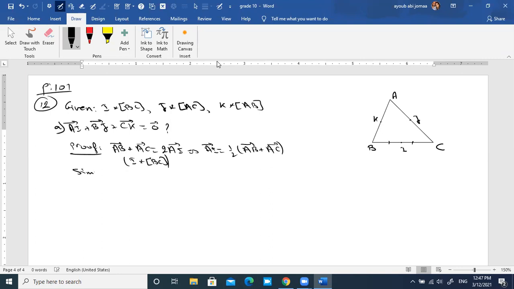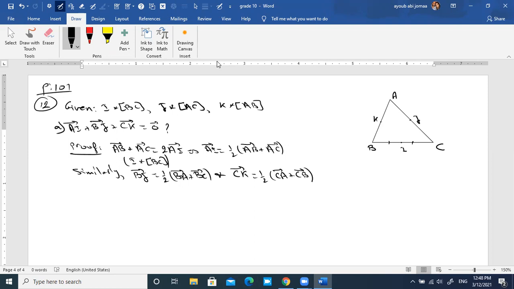Similarly, BJ is equal to half BA plus BC, and CK is half CA and half CB. The median, not the median as a line, I mean the vector, is half the first vector plus the second vector. BJ is half BC plus BA. CK is half CA plus CB.